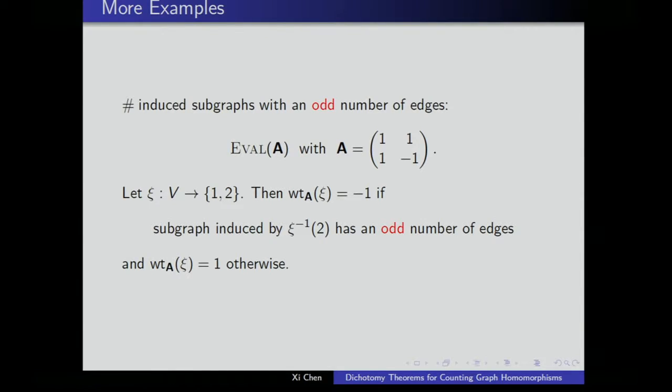Now using this observation plus another observation that the total number of assignments is exactly 2 to the number of vertices, these two problems are equivalent. If I know how to solve this one, then I can easily count subgraphs with an odd number of edges.